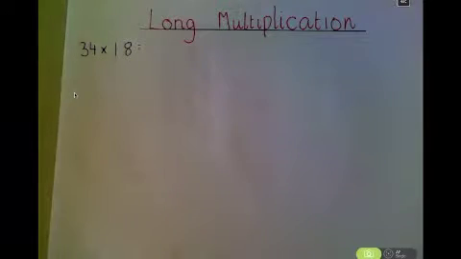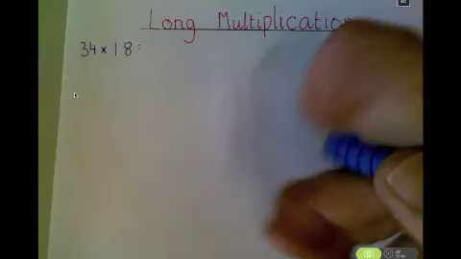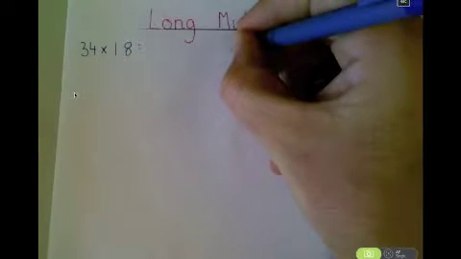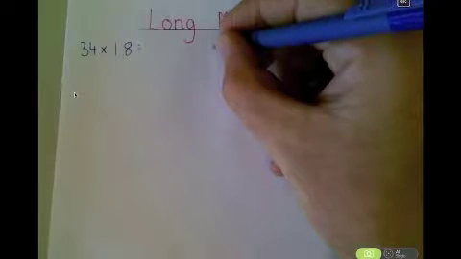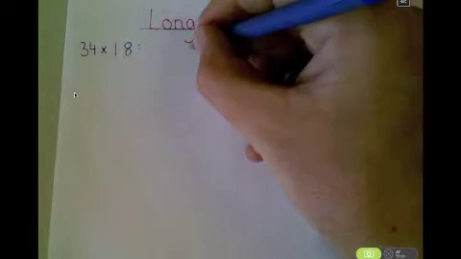Welcome to a tutorial on long multiplication. Our problem here is 34 times 18. What we need to do is first set it out. So we need to make sure that we have our numbers in columns. So this is our ones, this is our tens, and this is our hundreds.